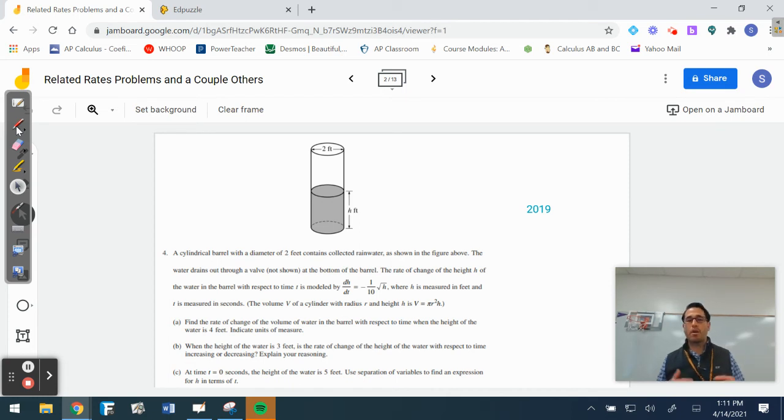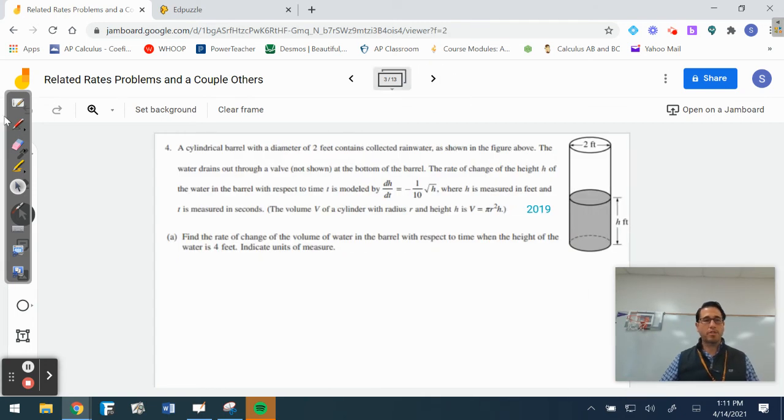Now remember, they won't always say negative or positive. If it's a decreasing rate, it's always represented by a negative. An increasing rate is always represented by a positive. They also give us the volume of a cylinder to be V equals pi r squared h. Now I'm going to make this a little bit bigger so we can get after it.